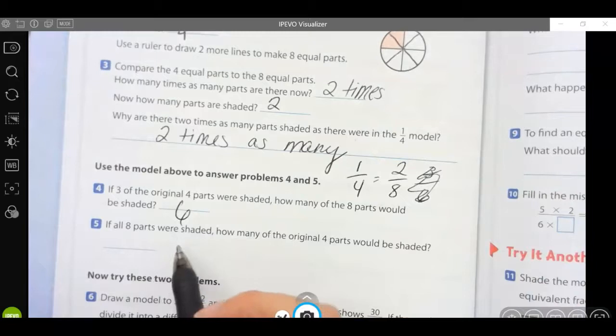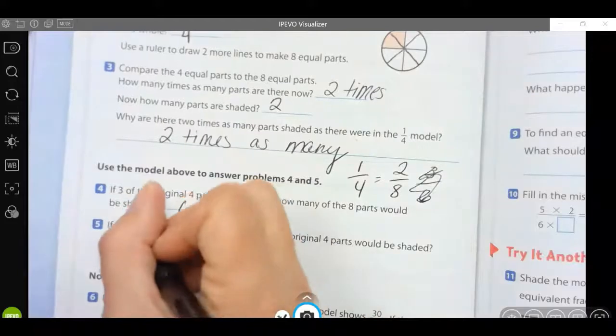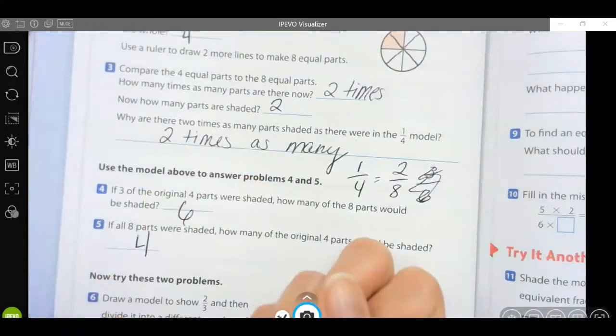If all 8 parts were shaded, how many of the 4 original parts would there be? There would be 4. Okay?